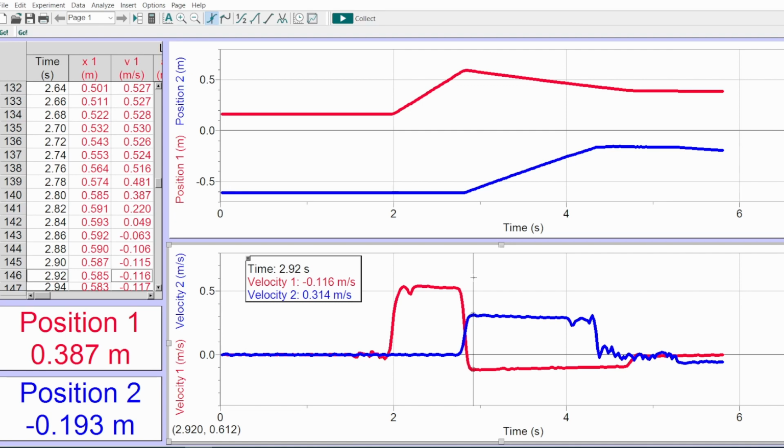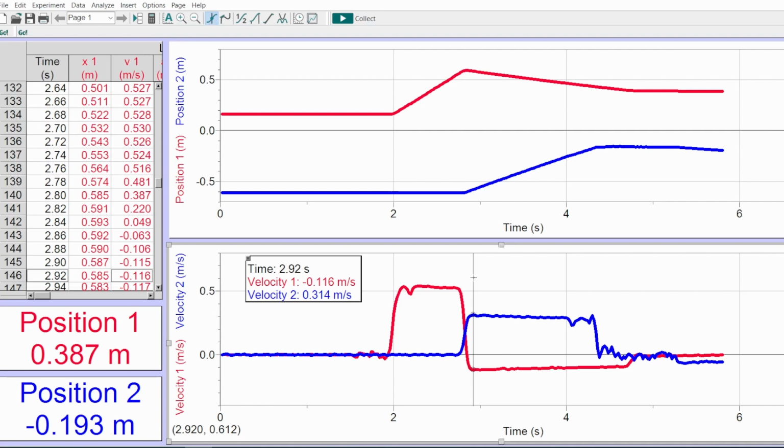Again, this is definitely not completely inelastic because it does still bounce off. It didn't stick to the side, but we'll see if it's closer to the inelastic case. So velocity 1 is negative 0.116 meters per second. Velocity 2 is 0.314 meters per second.